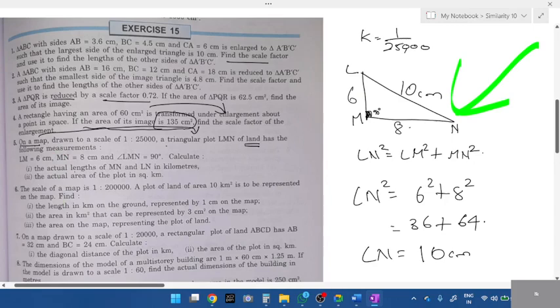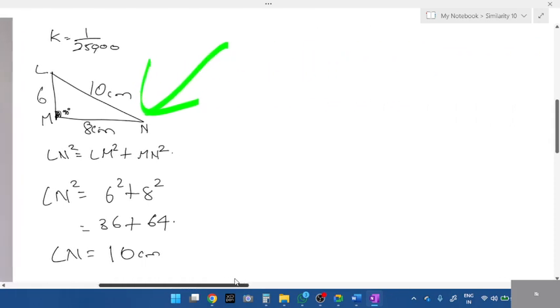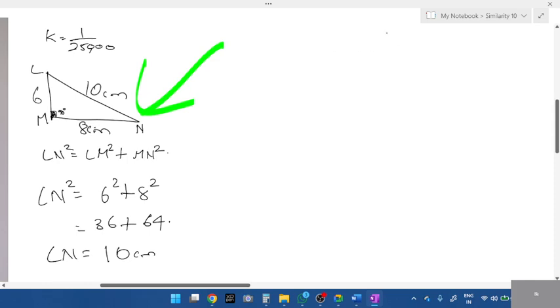The first one: the actual length of MN and LN in centimeters or kilometers. What do we need to find? Kilometers, not in centimeter. All these are in centimeters. This is map value. So let us find the actual value of MN and LN in kilometers. So the keywords are, this is image. We need to find the actual image in kilometers. Right?